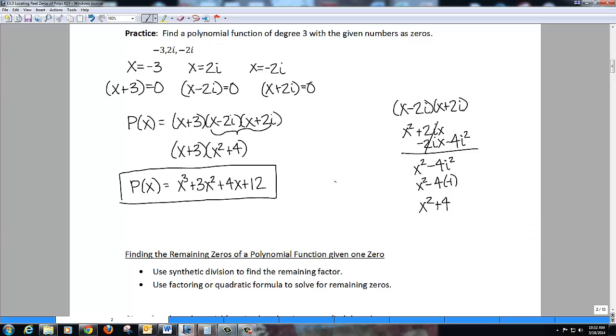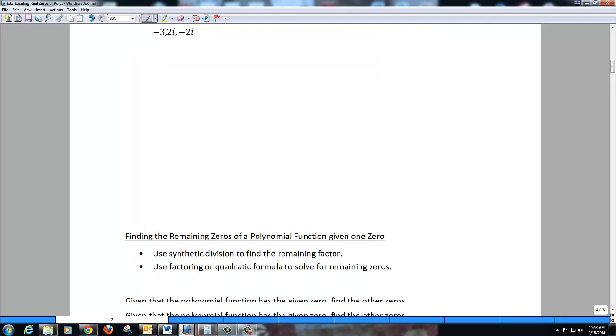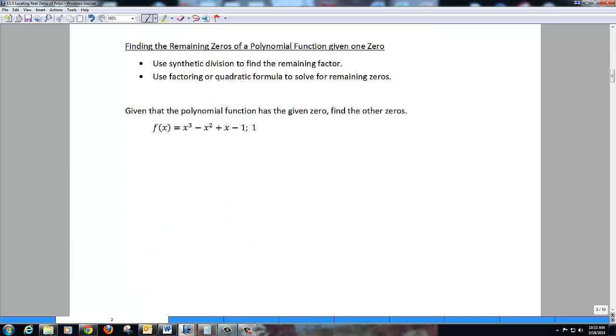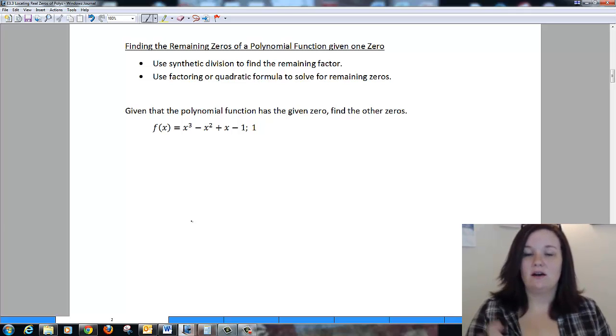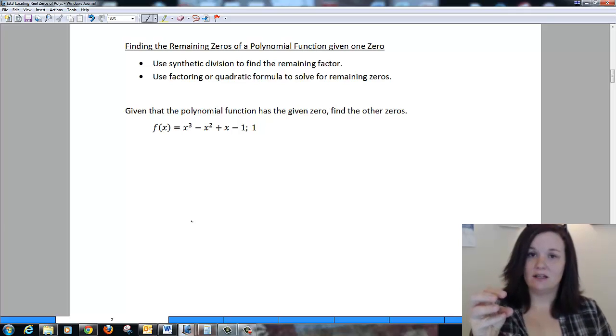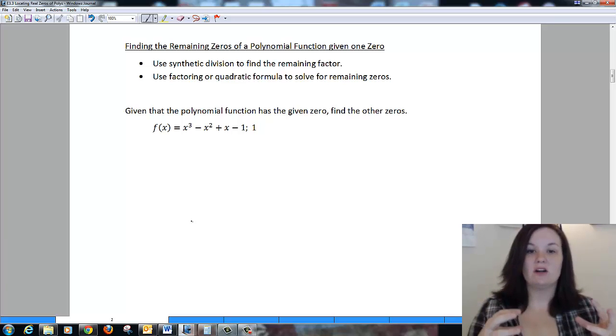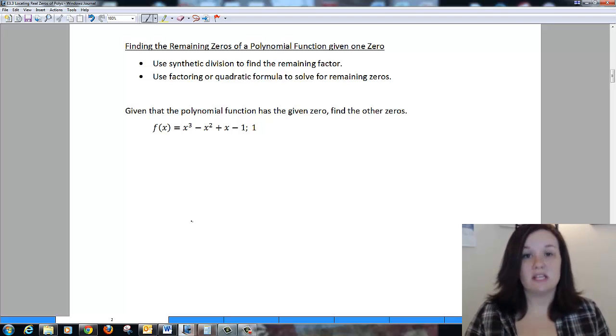Okay. All right, so let's go ahead and move on. What we want to do next is figure out how to find the remaining zeros of a polynomial. And we do that when they've given us one of the zeros. So they say, hey, this number right here, this is a zero. How do we find the rest? So here's our process. We use synthetic division and the zero that they gave us to do a division to figure out what our missing factor is. Okay? And then once we find our missing factor, then we can factor it or use the quadratic formula to solve for the other zeros. Okay? So let's just go ahead and work one.